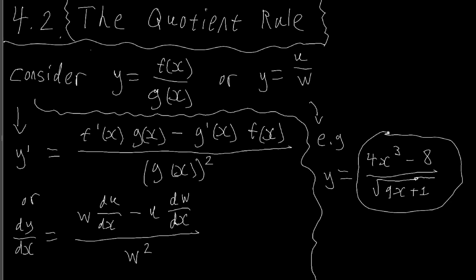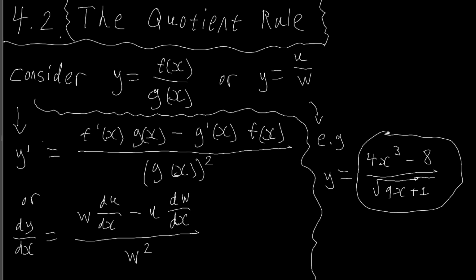Now, when we're using the quotient rule, similar to the product rule, we're considering a function that's composed of two separate functions, except this involves division rather than multiplication. We're going to consider some function y is equal to f of x divided by g of x, or if you want f of x to be equal to u and g of x to be equal to w, you could consider y being equal to u divided by w.